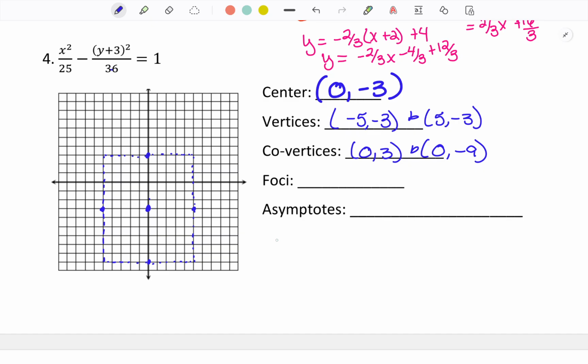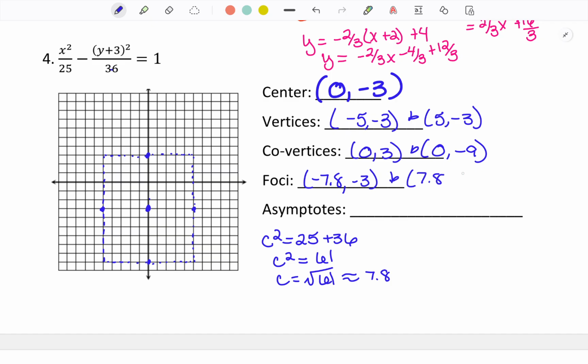So then our foci, that is c squared equals 25 plus 36. So c squared equals 61. c is the square root of 61, which is about 7.8. So that puts our foci at (-7.8, -3) and (7.8, -3). So we will be, let's see, about here and here for those foci.